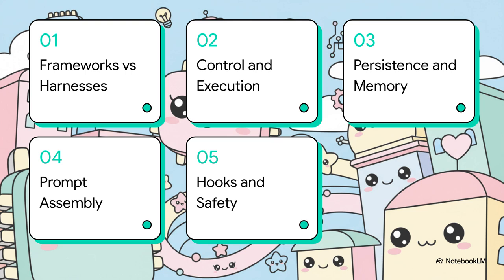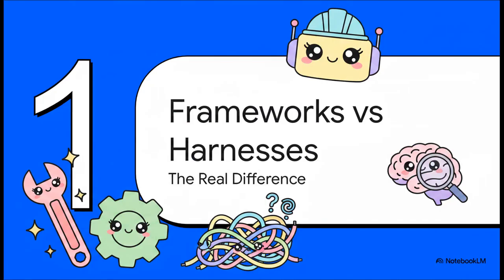Here is our architectural review roadmap for today. We're going to cover frameworks versus agent harnesses, agent control and execution, data persistence, dynamic system prompt assembly, and finally, hooks, permissions, and safety. All right, let's jump right into section 1, frameworks versus agent harnesses.